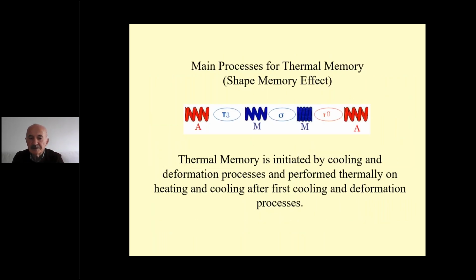These are the main processes for the shape memory effect, or thermoelasticity. As I mentioned, in the shape memory effect, first the material is cooled. On cooling, the shape of the material doesn't change, but crystallographic transformations occur at the atomic level. Second step is deformation.